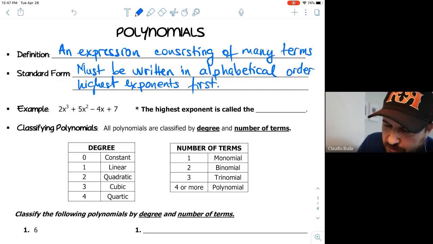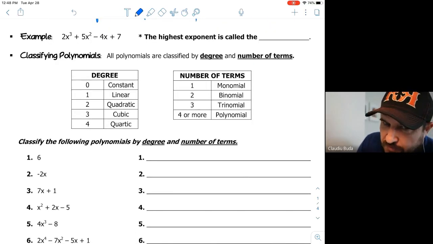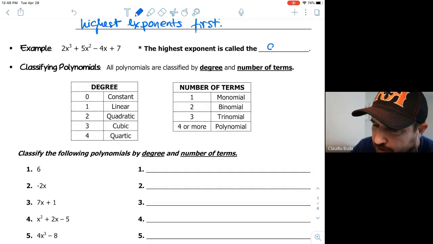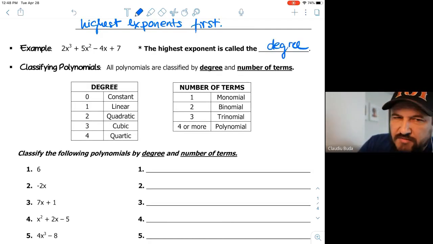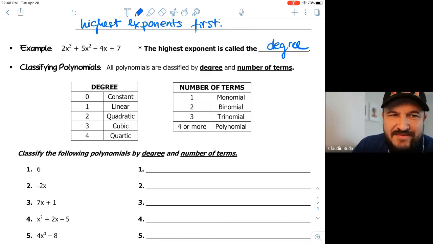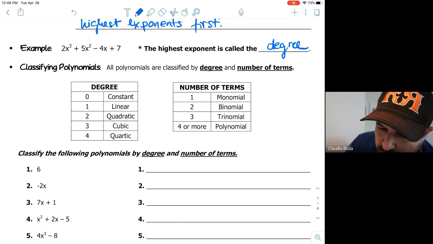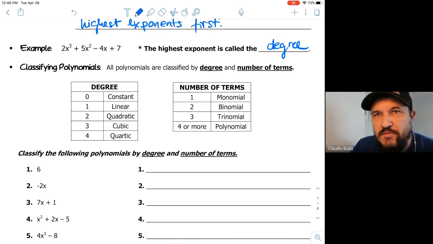So for example, we have 2x cubed plus 5x squared minus 4x plus 7. That is a polynomial, and we actually have 4 terms in this polynomial, and the highest exponent, that is what we call the degree of the polynomial. Okay, that is what decides the degree of the polynomial. So in this case, 3 is the highest exponent, and that's what we call a cubic polynomial.